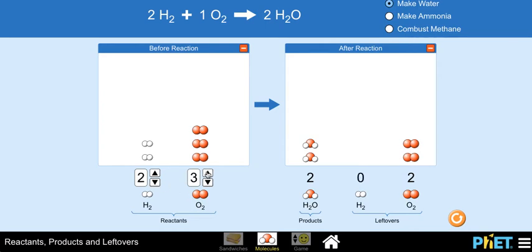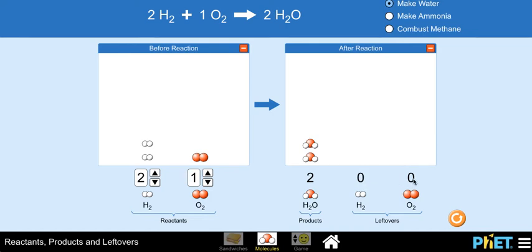If you only had 2 hydrogen to 4 oxygen, notice that you've got even more leftover oxygen. 1 hydrogen to 5 oxygen, a lot of leftover oxygen. So those aren't very efficient reactions. The most efficient reaction is that 4 to 2 ratio, which gives you 4 water molecules and no leftovers. Or if you simplify it, just 2 to 1 gives you 2 water molecules with no leftover hydrogen gas and oxygen gas.